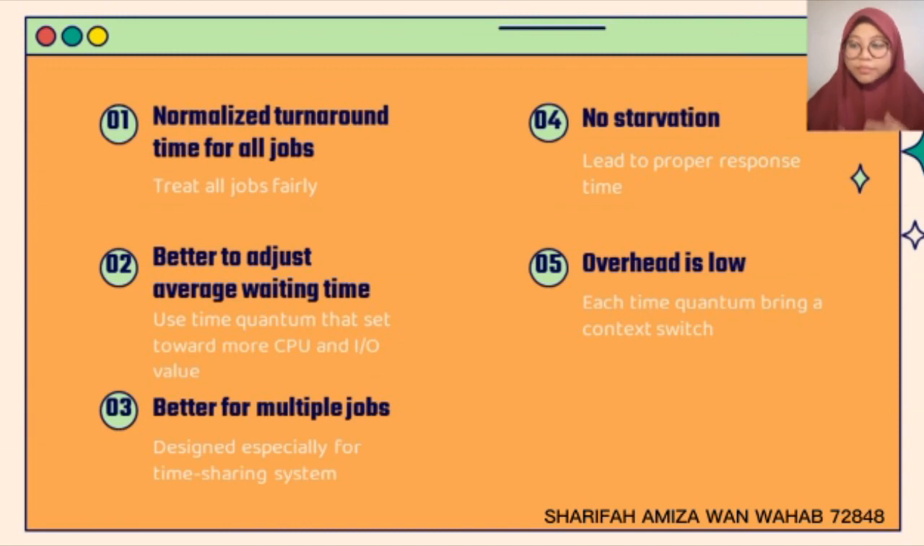average waiting time because this algorithm uses time quantum for both CPU and I/O value. Besides that, round-robin algorithm works better in multiple jobs where it's designed especially for time-sharing systems. No starvation will occur when using this algorithm and it gives a proper response time. Lastly, since each time quantum brings a context switch, the possibility of overhead occurring is low.